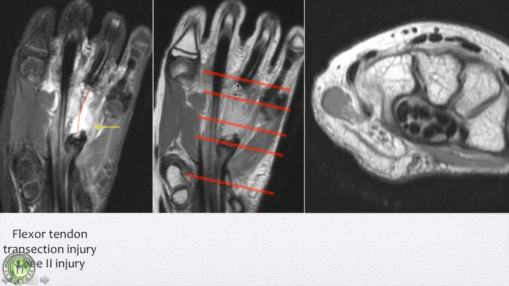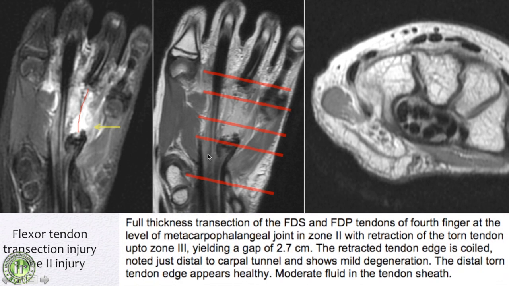Because as we've discussed, the injury has happened distal to the distal palmar crease level. So you can mention the level of injury, that it is in the zone 2. You can mention the zone in which the tendon is lying, which is zone 3, and the gap between the tendons. So this is how you will create a report of this particular patient, where you can say that there is a full thickness FDS FDP tear at the level of the metacarpophalangeal joint in zone 2, retraction up to zone 3, yielding a gap of 2.7 cm. The important thing is to mention that the tendon edge is coiled and that it is showing some degeneration. And the distal tendon edge is looking healthy.